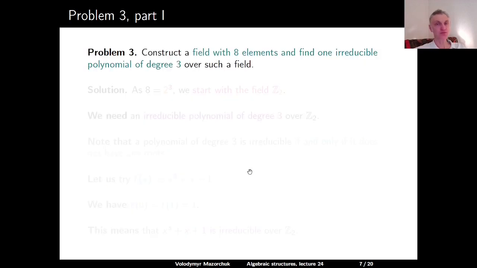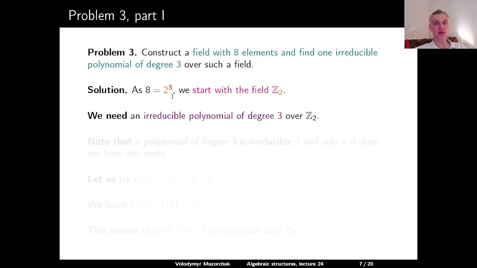Problem 3. Construct a field with 8 elements and find one irreducible polynomial of degree 3 over such a field. Solution. Of course, we need to write 8 as a power of a prime. So this is 2 to the power 3. So we start with the field Z2. So that's the 2, the prime. And in order to construct a field with 8 elements, we need an irreducible polynomial of degree 3, where 3 is the exponent, over Z2.